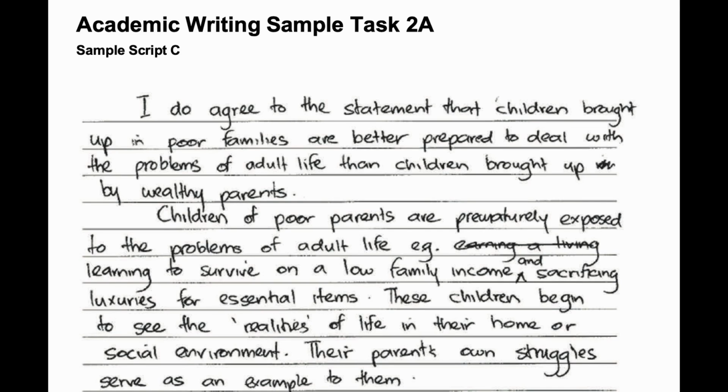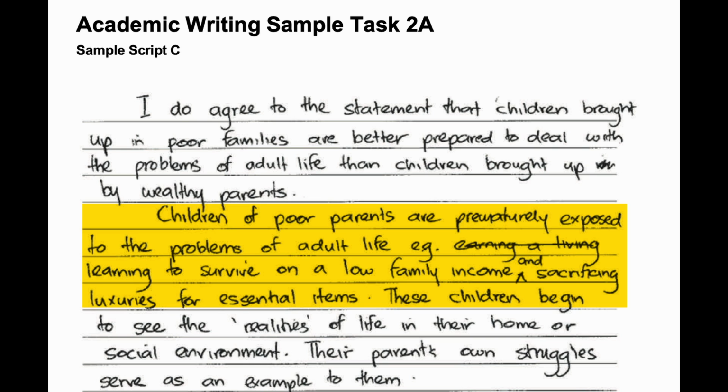So looking at the sample answer for this writing task, which is provided on the IELTS site, we see a few things. Right away in the first sentence, the student says that they agree with the statement and quotes part of the question in the first little paragraph there. And then they write in the second paragraph, "children of poor parents are prematurely exposed to the problems of adult life, e.g."